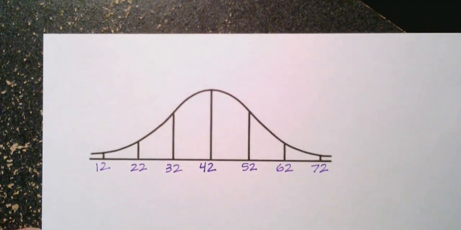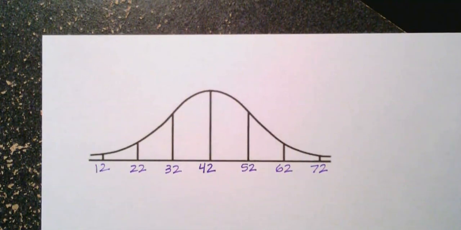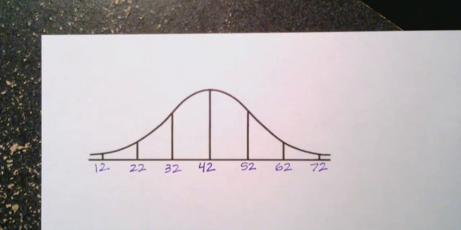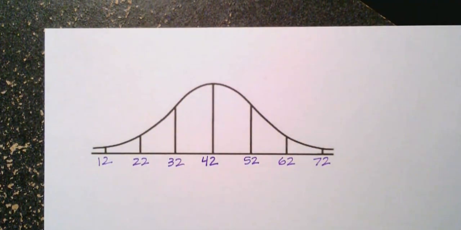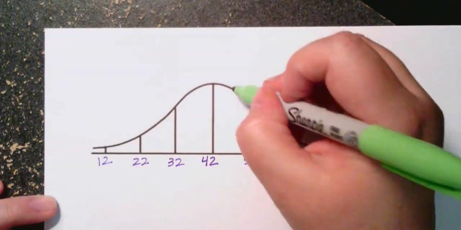Now, last video, you were asking, what's the probability that the data falls between 42 and 62, or between 32 and 72, or what percent is less than 42, or less than 32, or greater than 62, etc. You were asked about numbers that you see here. Now we're getting into questions like, what percent of the data is greater than 47?